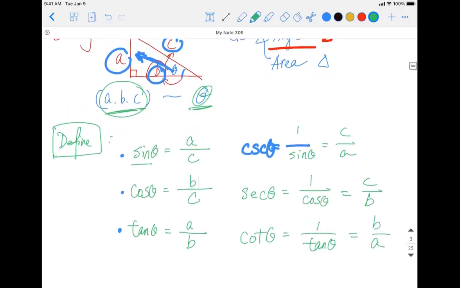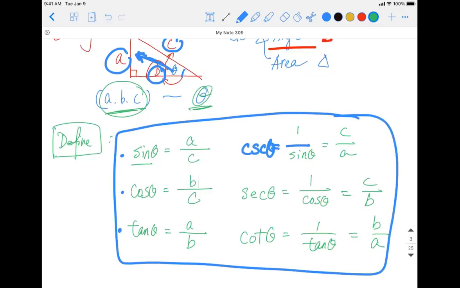Okay, like I said, all the way to here, there's no reasoning. People just define that. And after you take it as is, that's the definition, we already have the basic six very important trigonometry definitions. Okay, so these are the six things we're going to talk about for this entire lecture. And also, like I said, these three are actually more important.